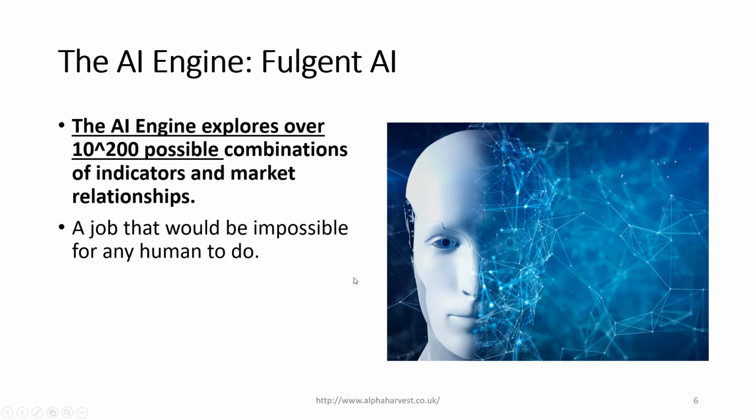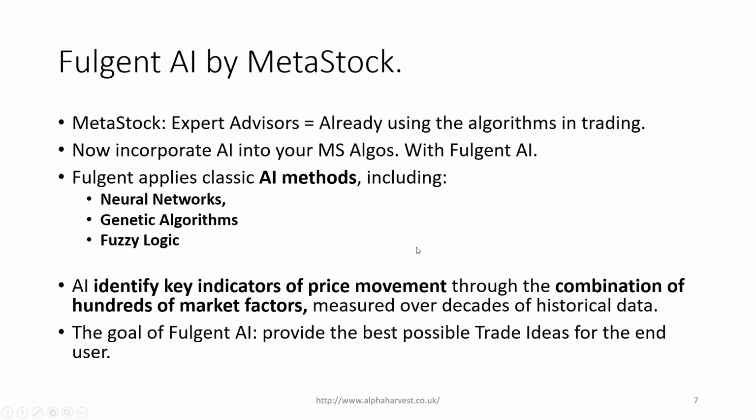And for those of you that are somewhat new to AI, the big picture, tip of the iceberg explanation is, if you can imagine all the technical indicators on the Metastock platform, there's quite a lot of them, and you run multiple different combinations of these technical indicators. The AI basically does 10 to the power of 200 different combinations of indicators and market relationships. So somewhat a job impossible for a human to do. So you can see already AI leading the way there in terms of finding high probability trades.